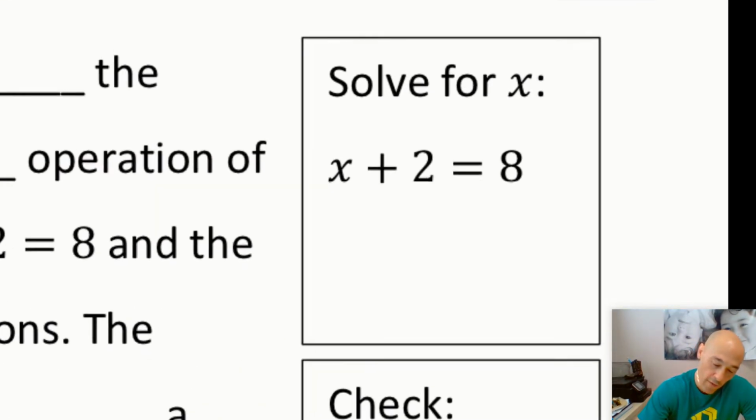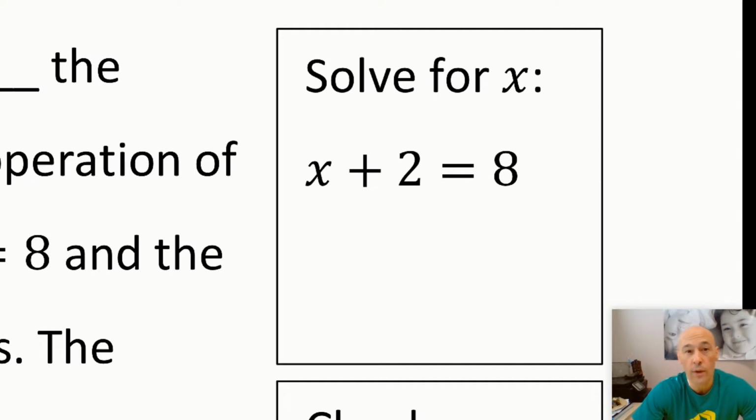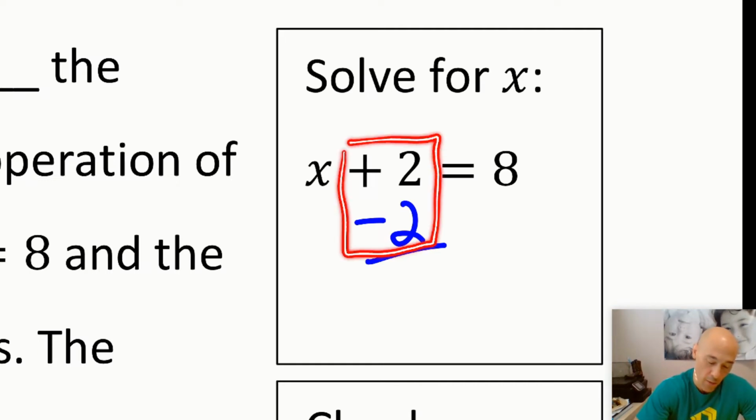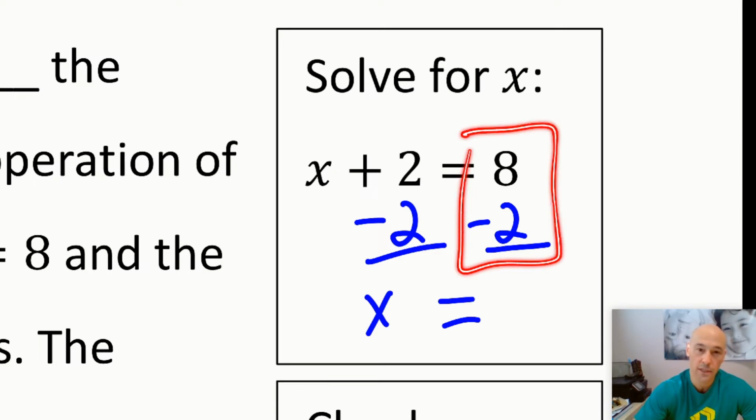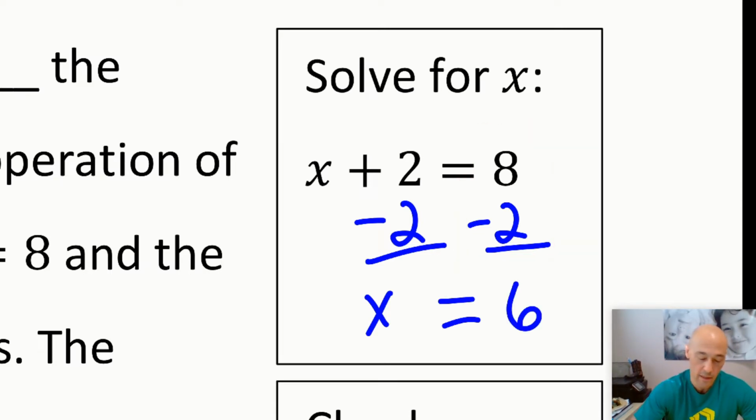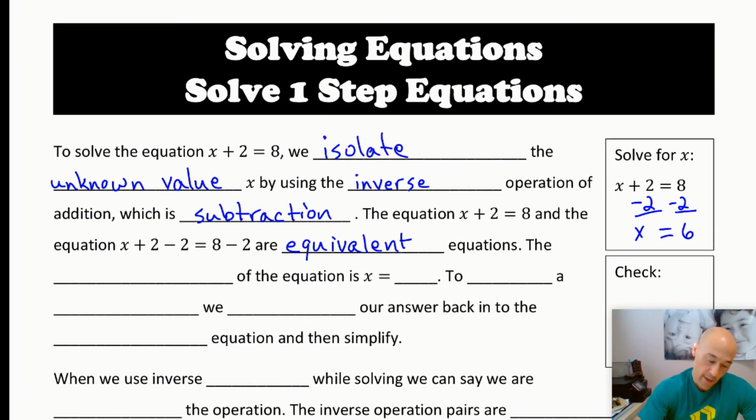All right, now we're going to solve for x. So as we said before, we're going to use the inverse operation of addition because we're trying to isolate or get our x value here alone. So we have to undo the operation here of addition by subtracting. So we make a 0 right here. 2 minus 2 is 0. But whatever we do on one side of the equal sign, we have to do on the other as well. On the left-hand side, this x comes down, and 8 minus 2 is equal to 6. So the solution of the equation is x equals 6.